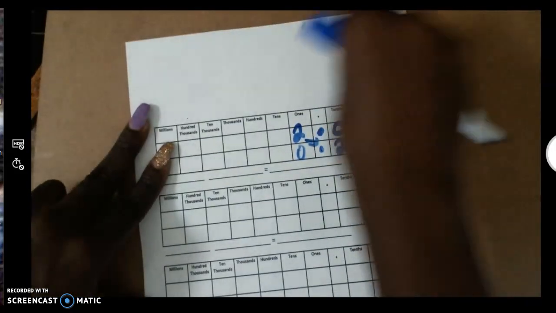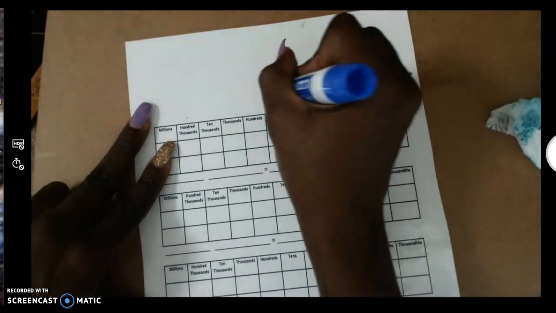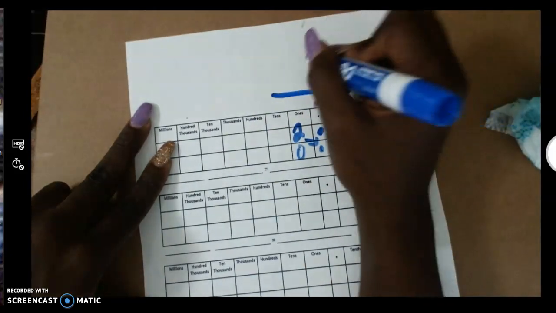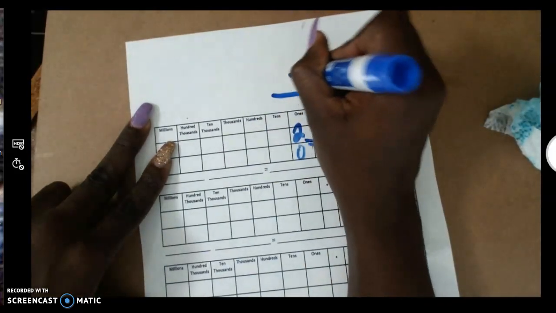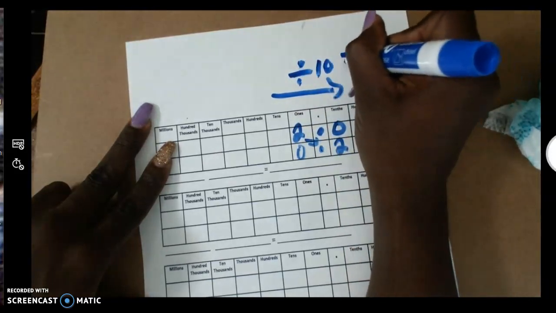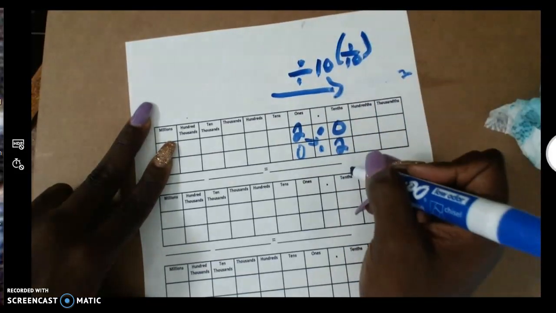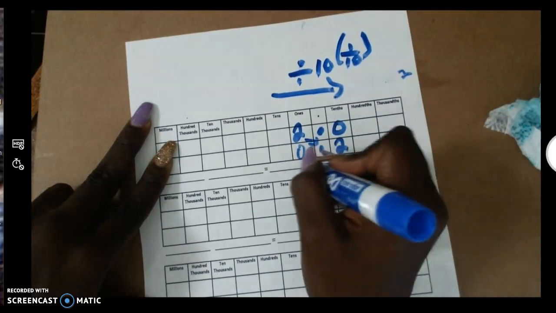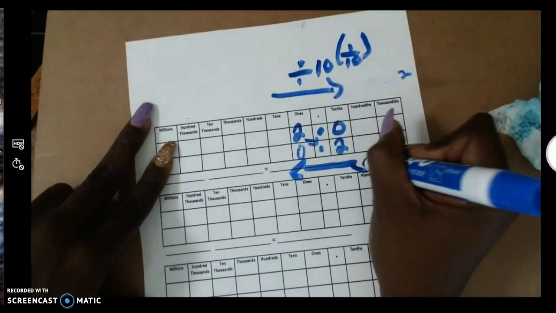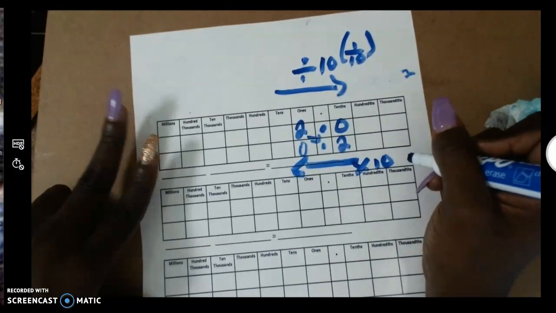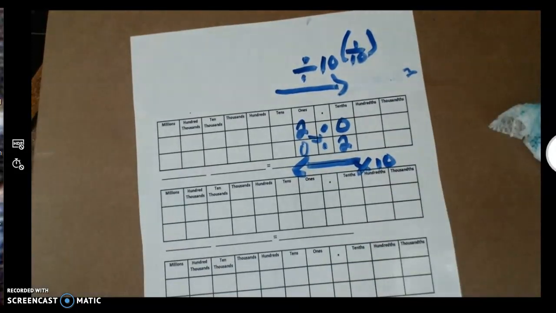So students, remember, when you are moving from left to right, you are dividing by 10 or a tenth. When you are moving from right to left, you are multiplying by 10 or gaining a power of 10.